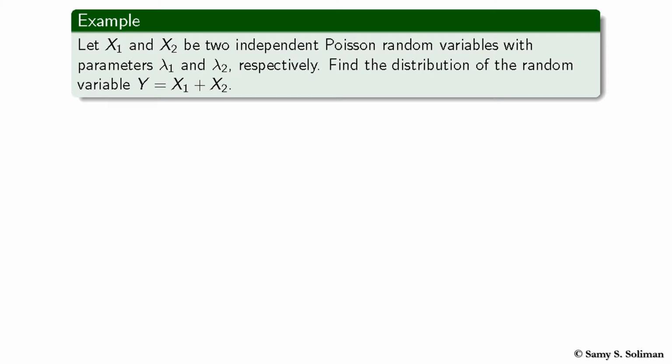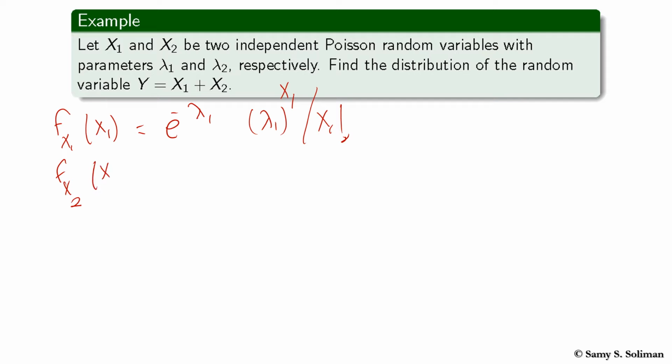Let's assume that x1 and x2 are two independent Poisson random variables with parameters lambda 1 and lambda 2. Since we know that the two random variables are Poisson distributed, f of x1 can be written as e to the power negative lambda 1, lambda 1 to the power x1, divided by x1 factorial. Similarly, f of x2, the PMF of x2, is defined as e to the power negative lambda 2, lambda 2 to the power x2, divided by x2 factorial.